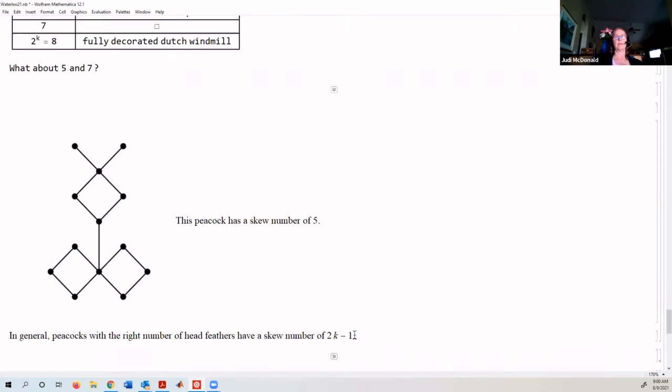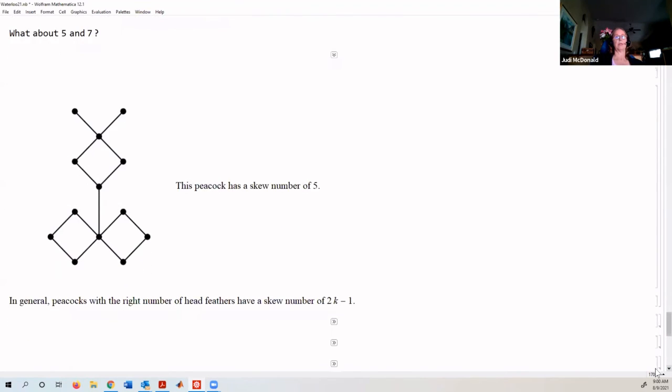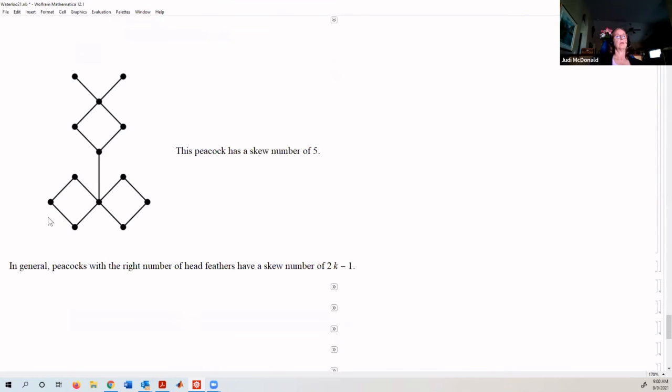So this was really nice. This was the first time we had a good way of creating graphs so that the characteristic polynomials were not always composite. Not that 2k minus 1 can't be composite, but at least now we were getting some primes. And then the tail down here is a Dutch windmill.